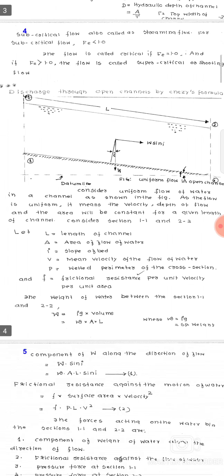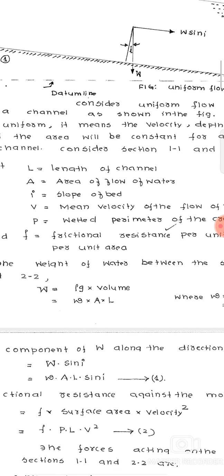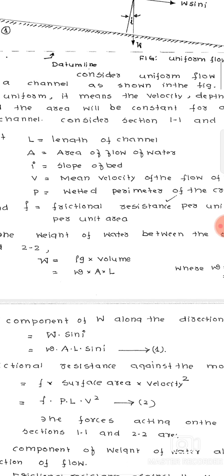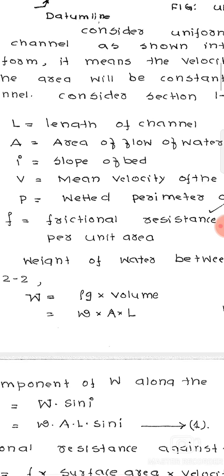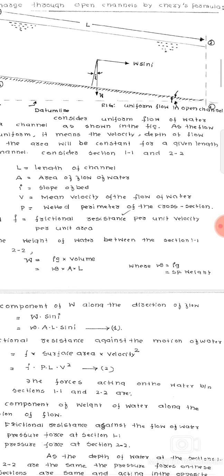So let us consider a uniform flow of water in an open channel as shown in the figure. As the flow is uniform, it means the velocity, depth and area will be constant for a given length, that is between section 1 and 2. L is the length of the channel, A is the area of the water, I is the slope of the bed, V is velocity, and P is the perimeter. The wetted perimeter is where the water touches the surfaces. And F is the frictional resistance per unit velocity per unit area.